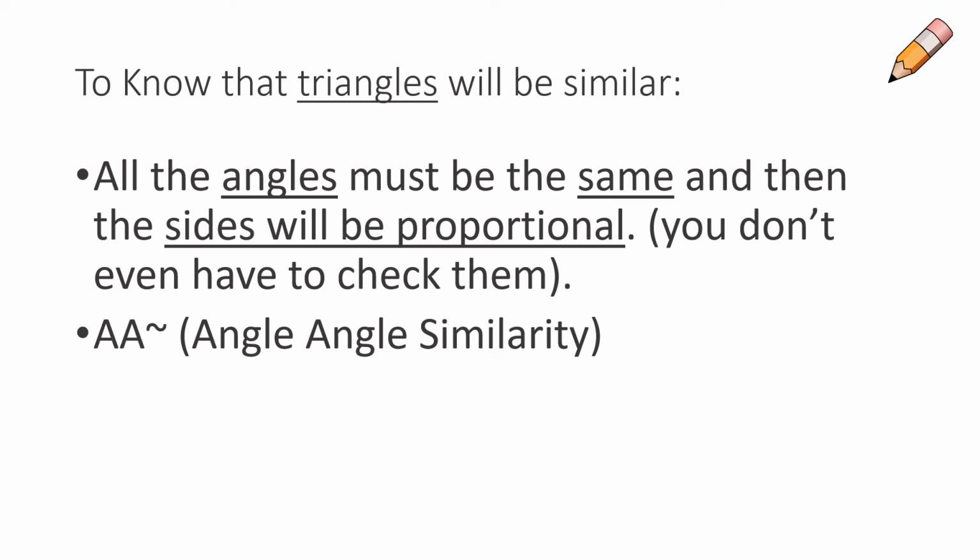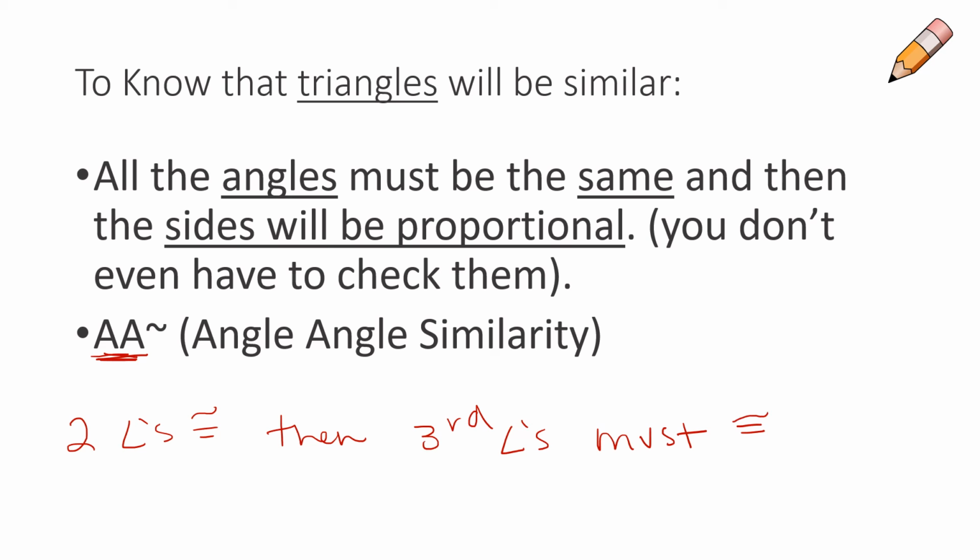So if all of the angles are the same, then we know for a fact that the sides will be proportional. So you won't even have to use any of your ratio skills or proportion skills to make sure that they're proportional. We would already know that. This is what we call the AA similarity. Now we don't use all three A's, we just use two because we have a theorem that tells us if we know two angles are congruent, then we know that that third one also has to be congruent because we know that every single triangle adds up to 180 degrees.